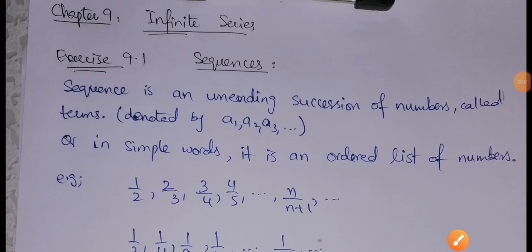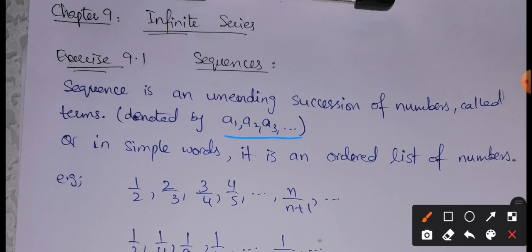Assalamu alaikum class. Now we are going to start chapter number 9, infinite series, and here we have exercise 9.1, sequences. At first we will discuss what is meant by sequence. A sequence is an unending succession of numbers called the terms, and the terms are denoted by a1, a2, a3 and so on. Now what is meant by unending? It means it continues up to infinity.